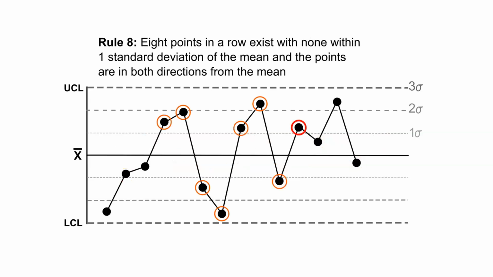And rule number 8 is when you have 8 points in a row with none that are within 1 sigma of the mean, and the points are in both directions from the mean. Okay, so it's somewhat similar to 5 and 6. Rule number 8 says 8 points in a row with none within 1 sigma of the mean. And so it looks like you might have an increase in variation. We want to understand why that is occurring.